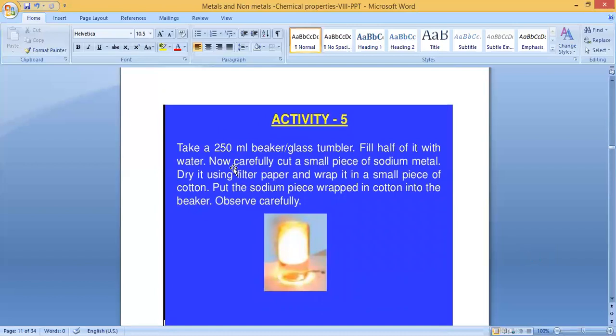Take a 250 ml beaker or glass tumbler. So you have taken one beaker or glass tumbler, 250 ml. Fill half of it with water.